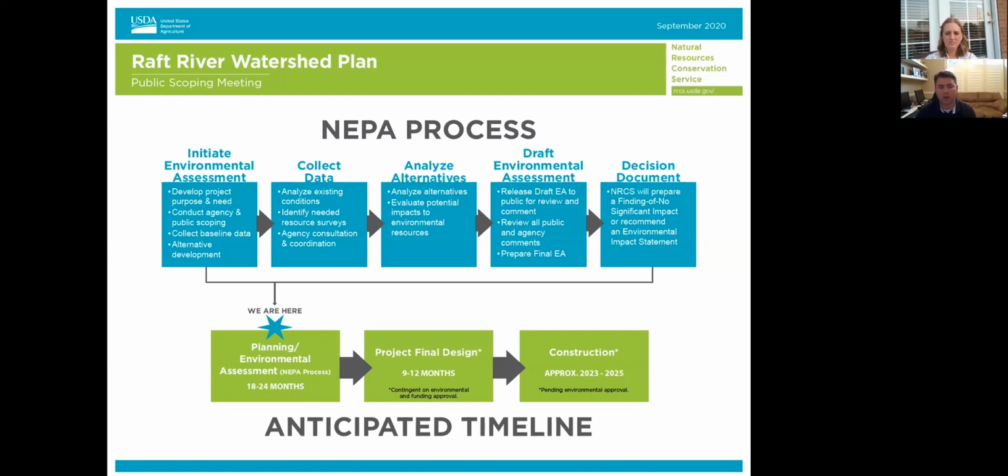Ultimately, the goal of the environmental assessment is to determine the level of impact from the proposed projects, and then if determined that there are no significant impacts, to ultimately end up with what's called a finding of no significant impact, and that determination is made by the NRCS and those other federal agencies that are involved in the project.